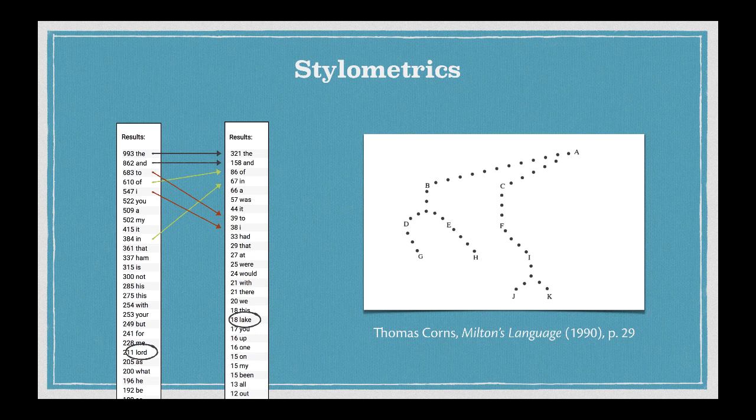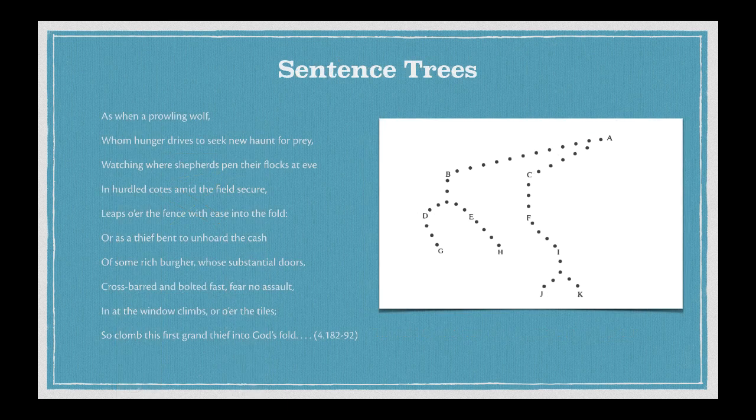Tom Corns was really interested in this too. In Milton's language, he wrote about why Milton is so difficult sometimes to understand. And he said that beyond the discourse or the word choices, it's actually often grammatical. And this is one of his ASCII art diagrams of one of John Milton's sentences. And in fact, here it is. It's from Book 4 of Paradise Lost.